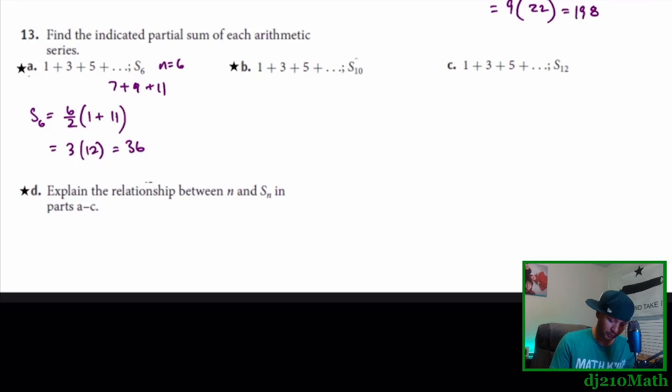So I'm just going to pick up where the last one left off. 7 plus 9 plus 11. That was 6. 7, 8, 9, 10. Right?